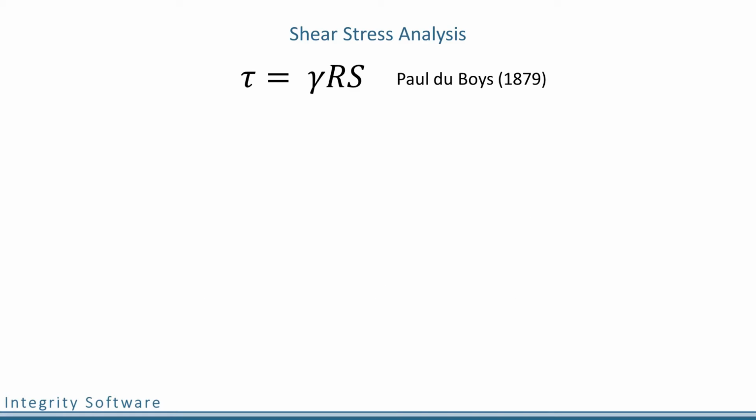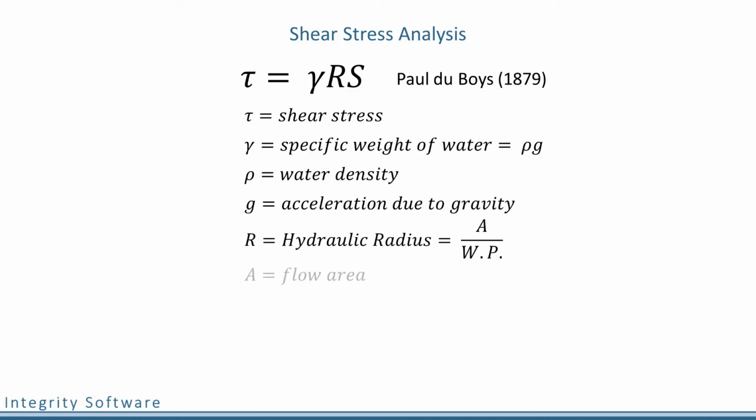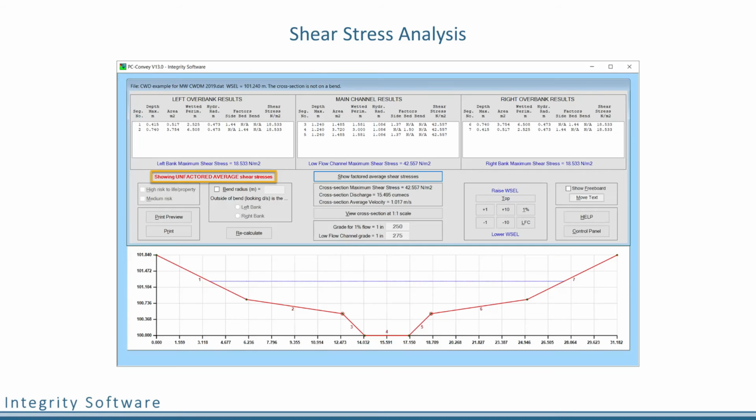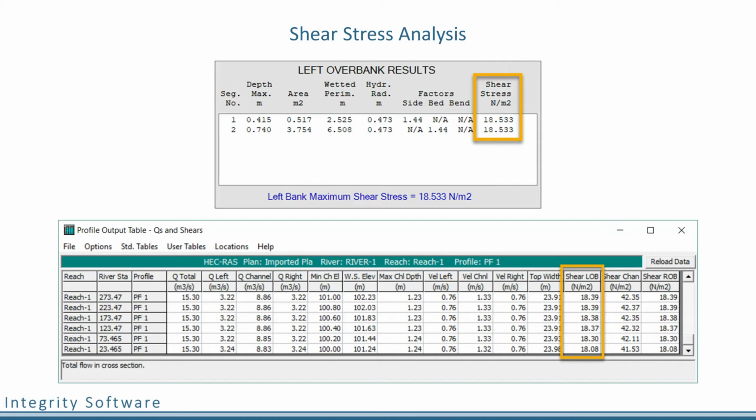Paul Du Bois' 1879 equation for shear stresses on a trapezoidal cross-section is used to calculate unfactored shear stresses. As well as factored shear stresses, PC-Convey can display unfactored shear stresses for comparison to HEC-RAS, which doesn't calculate factored shear stresses. The results are practically identical, as shown here by these main channel results and these overbank results.